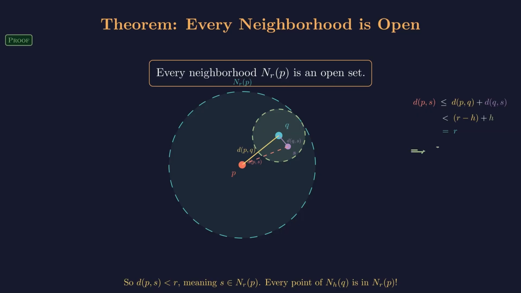That means S belongs to the original neighborhood. Since S was arbitrary, the entire small ball around Q sits inside the big ball. So Q is an interior point, and the neighborhood is open.